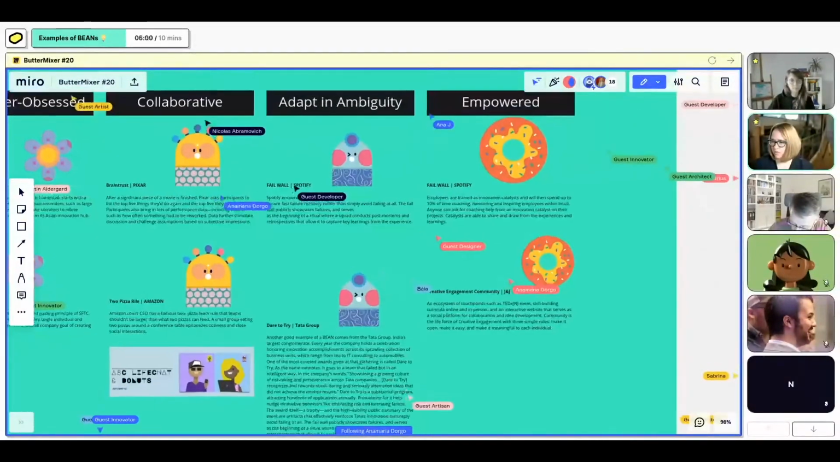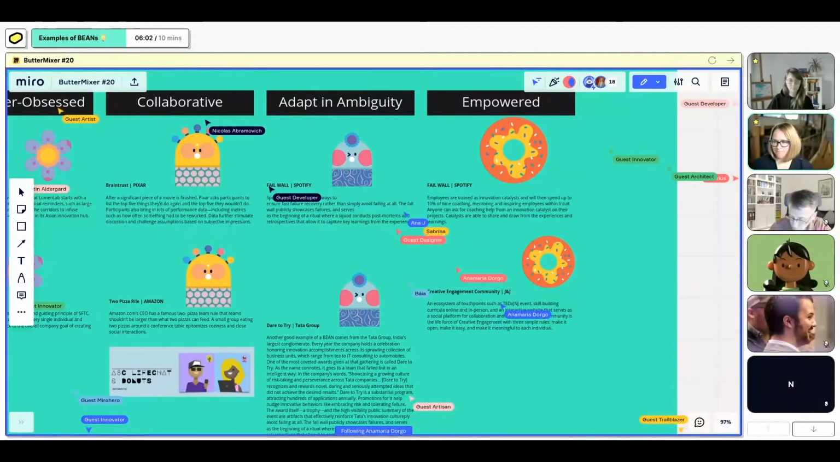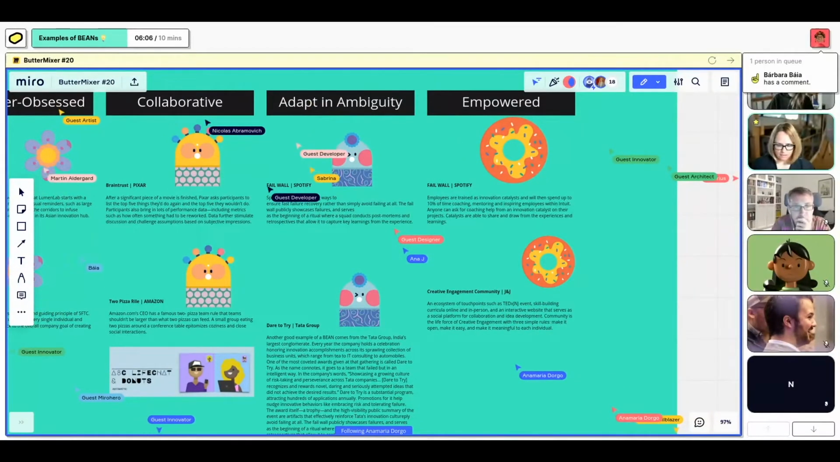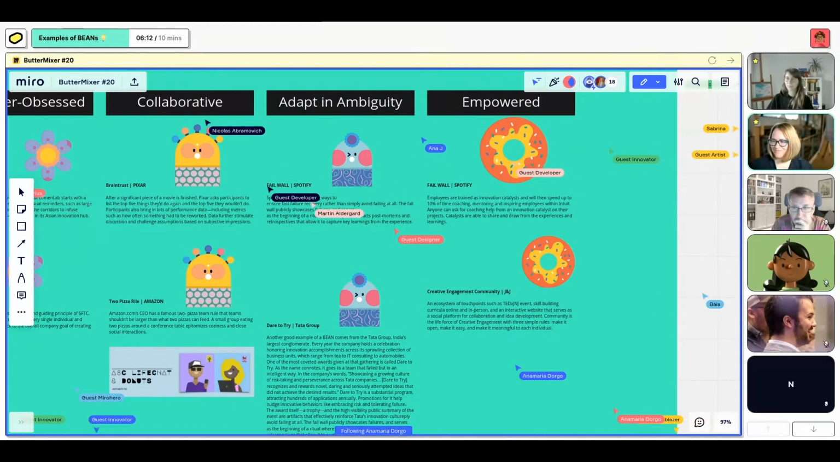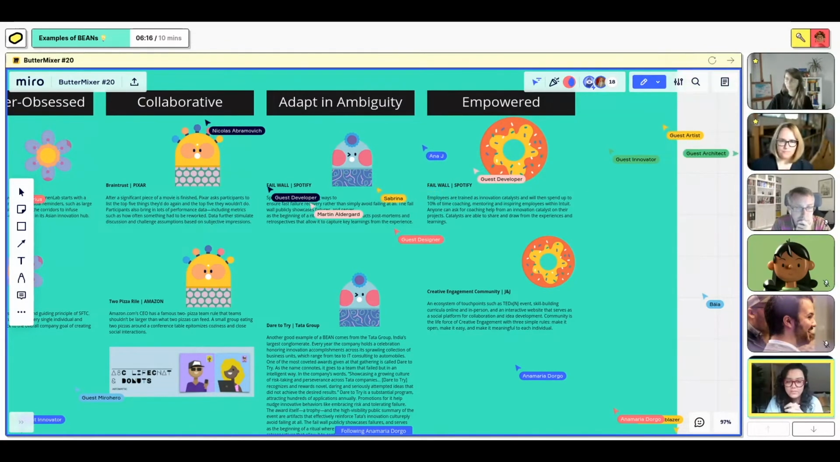Who would like to share? So breakout number 4, the Spotify. Okay, Barbara. Hi, everyone. So we looked into the Theta Group, not sure if I pronounced that right, and Spotify.